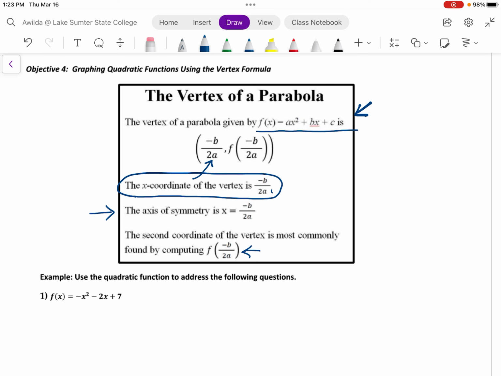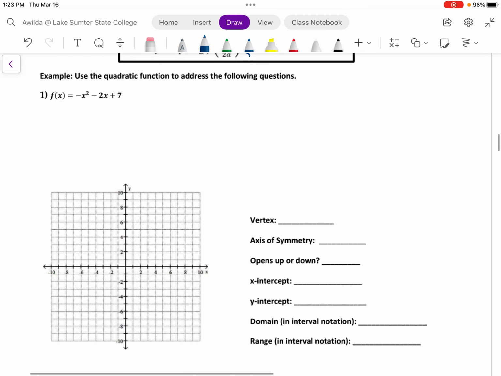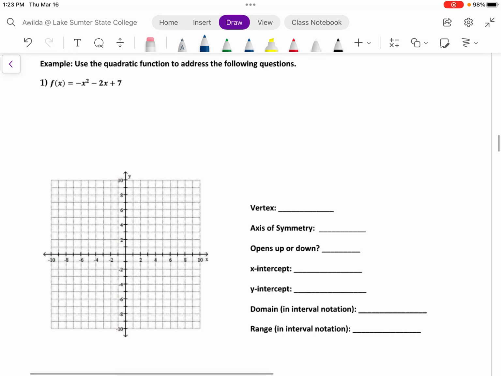All right, let's take a look at the first example here to make that connection. So we have the equation f of x is equal to negative x squared minus 2x plus 7. I want to be able to find the vertex without having to complete the square to rewrite this in standard form. First, let's identify the values of a, b, and c. A here, the coefficient of x squared, is -1. B is -2. And C is +7.